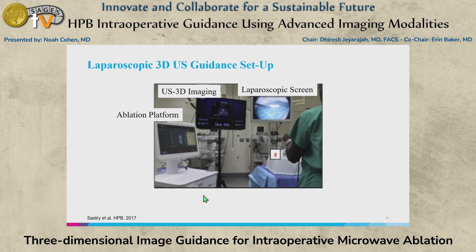This is from their paper. This is what it looks like. And you can see the setup, so you have to have your eyes on lots of screens. This was their 3D trainer here, or their trainer that they had their laparoscope and their ultrasound probe in. But there was the ablation platform, the imaging screen here, and then the lap screen.